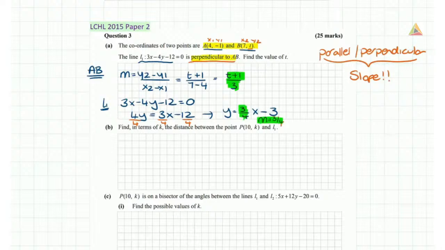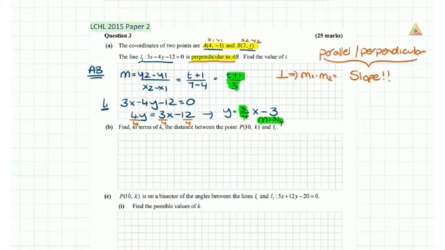And we know from our studies that if 2 lines are perpendicular, so there's our symbol for perpendicular, then one slope, M1 we'll call it, times the second slope should equal minus 1. So that's our test to check if 2 lines are perpendicular. We know for sure these 2 lines are perpendicular, so we can just say, well, t plus 1 over 3 times 3 over 4, they must equal to minus 1.